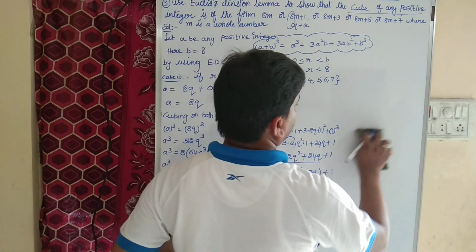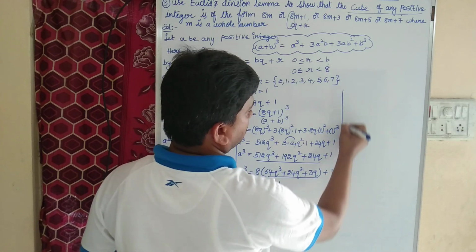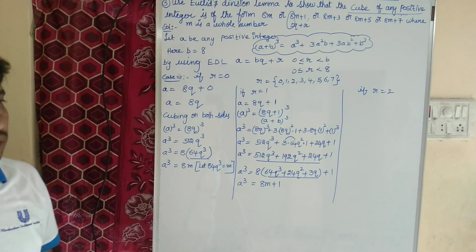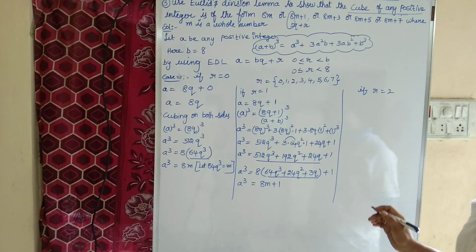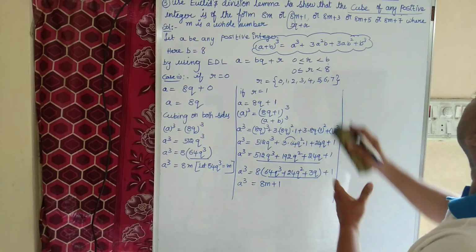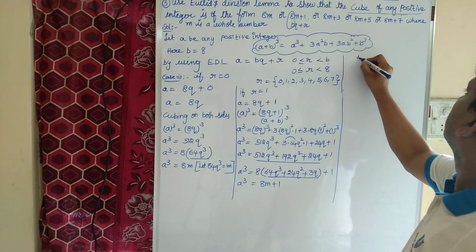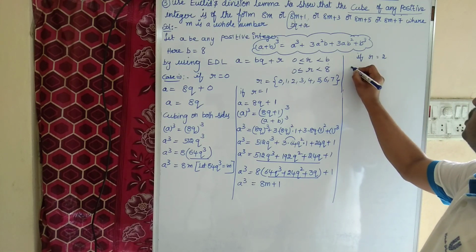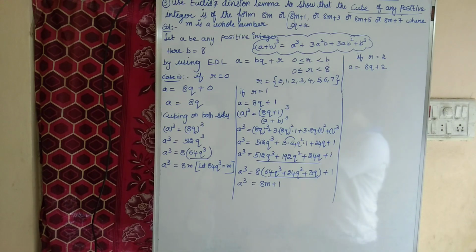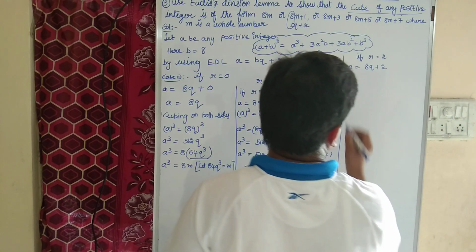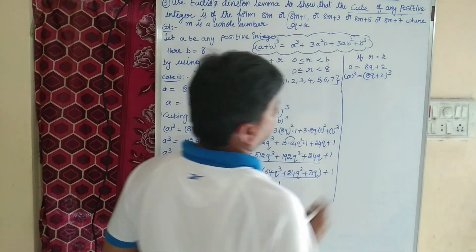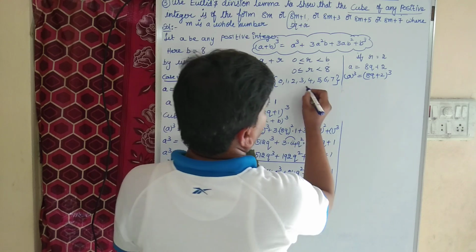Okay. Now let us take case 3. If r equals 2, what is Euclidean lemma? a equals 8 cube plus r, I mean 8 cube plus 2. Right? Again cubing on both sides. So a cube equals 8 cube plus 2 whole cube, right?